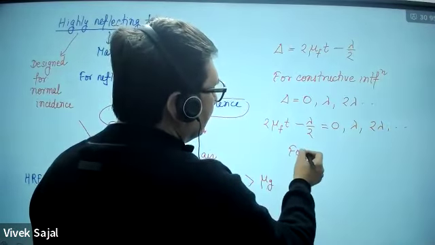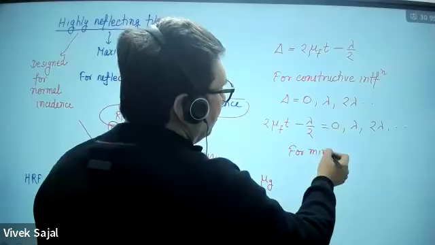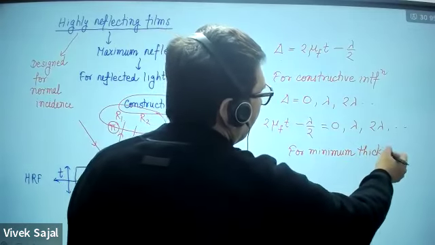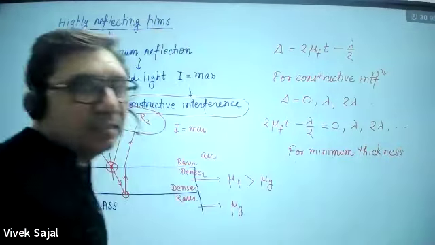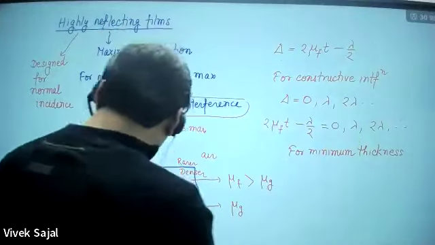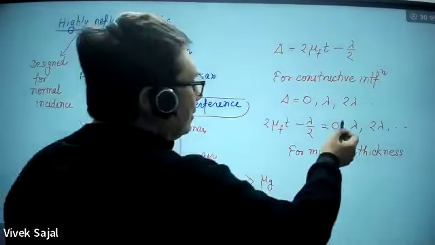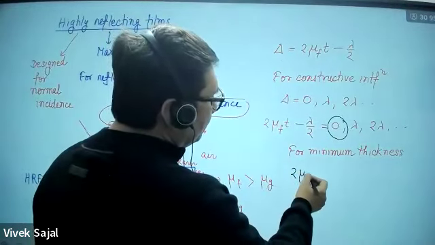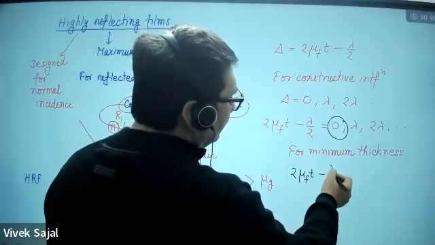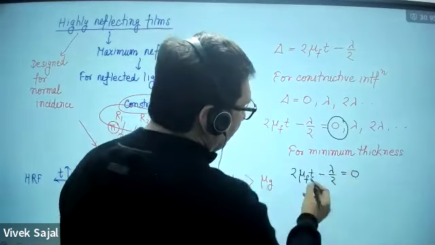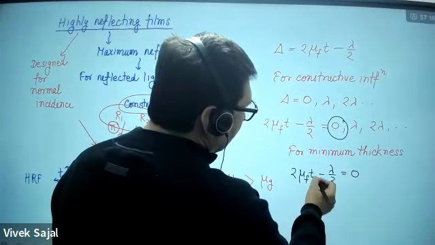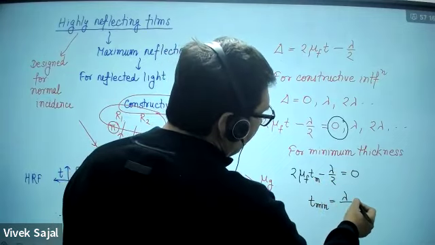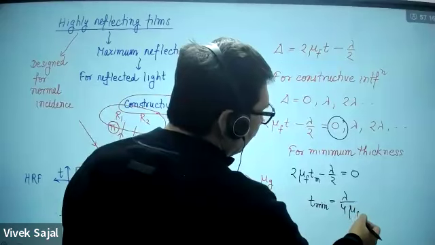For minimum thickness, on the right hand side, you are going to choose the lowest value. Lowest value is 0. Okay? For minimum thickness, I'm going to choose this one. So this will be 2 mu f t minus lambda by 2, and that will be 0. So what will be t minimum here? T minimum here will be lambda upon 4 times mu f. Formula is same for both.